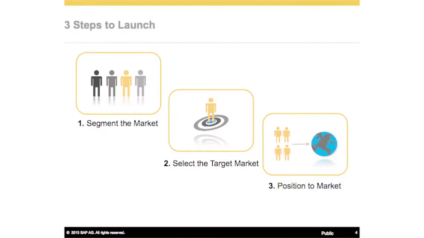So to start with, the three steps that I use to launch. The reason why I have it in three, an exec once told me that people only remember three things. It's just a little tidbit. So I thought, okay, well, how am I going to condense how I actually go to market and position a product? So the first step, obviously, is segmenting the market. Second is selecting it. And the third is positioning it. It's really simple. And so I'll outline exactly how we did that with Manage Mobility and Recalls Plus.